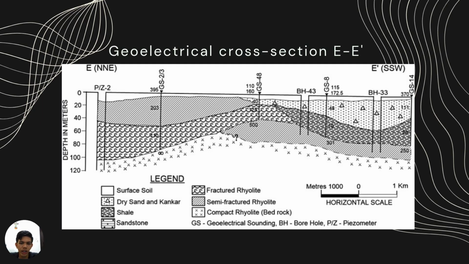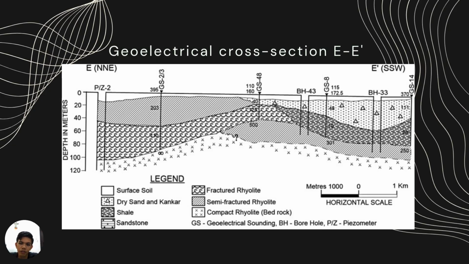Next one, we have geoelectrical cross-section E to E. This cross-section is about 7.4 kilometers long and runs roughly from north-northeast to south-southwest, located near the Kailana Takhat Sagar Reservoir. It is based on four geoelectrical soundings and borehole data to understand the underground layers and their hydrogeology. The section shows four main layers throughout.